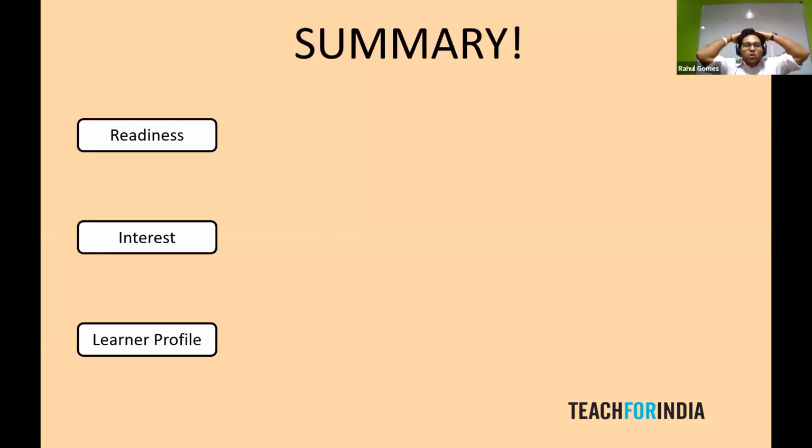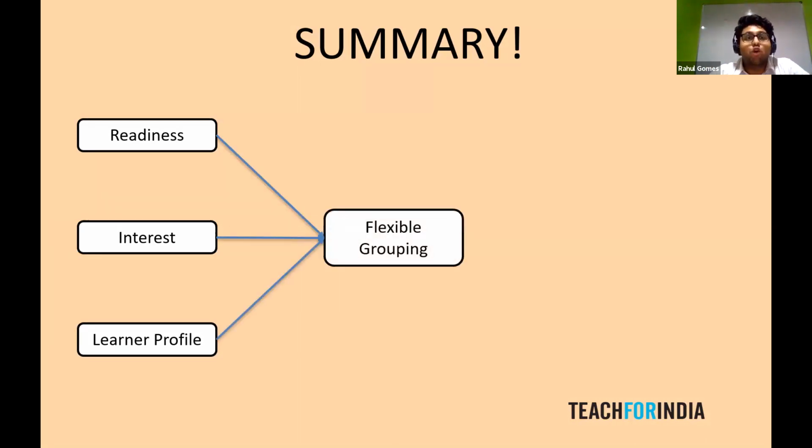Okay. So we started by looking at 3 key concepts of readiness, interest, and learner profile. Whether students are ready to learn this topic is readiness. What students are interested by is interest, and how students prefer to learn and the environment around them, cultural elements, etc., is learner profile. We use this information to put students into flexible groups.